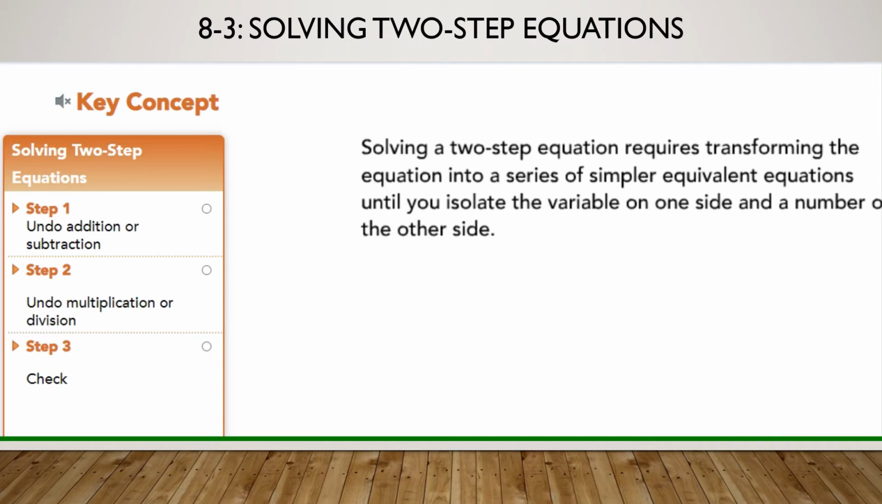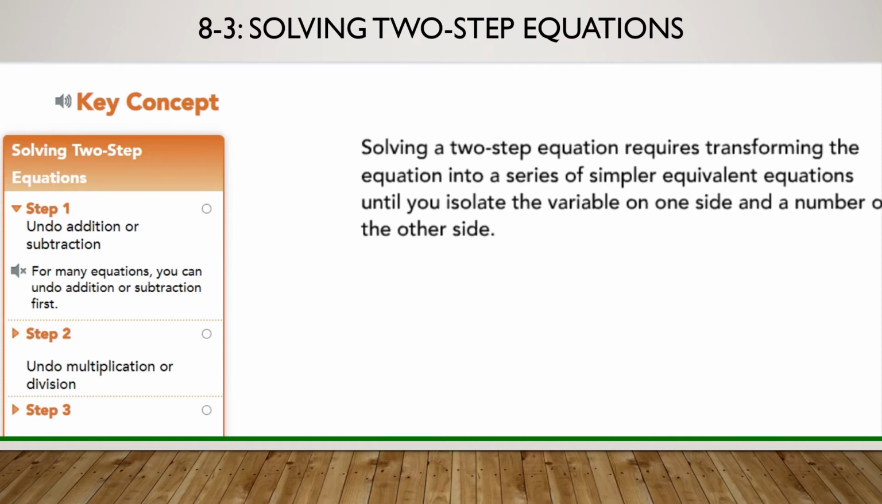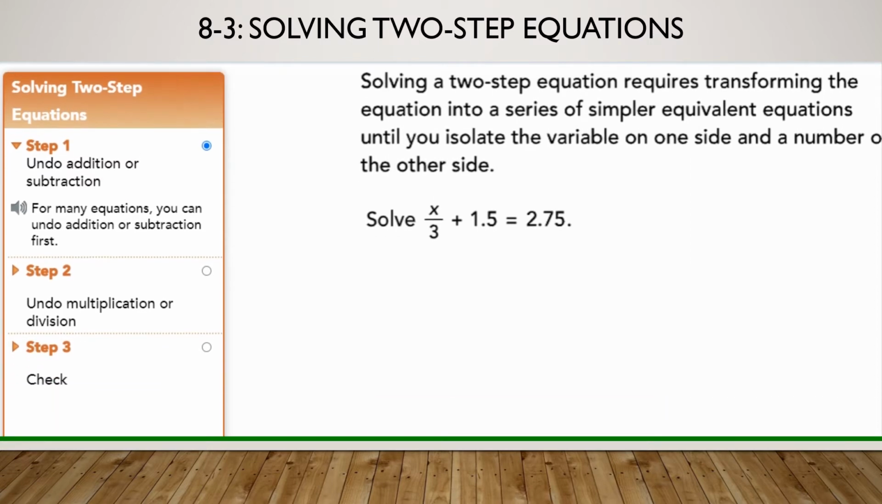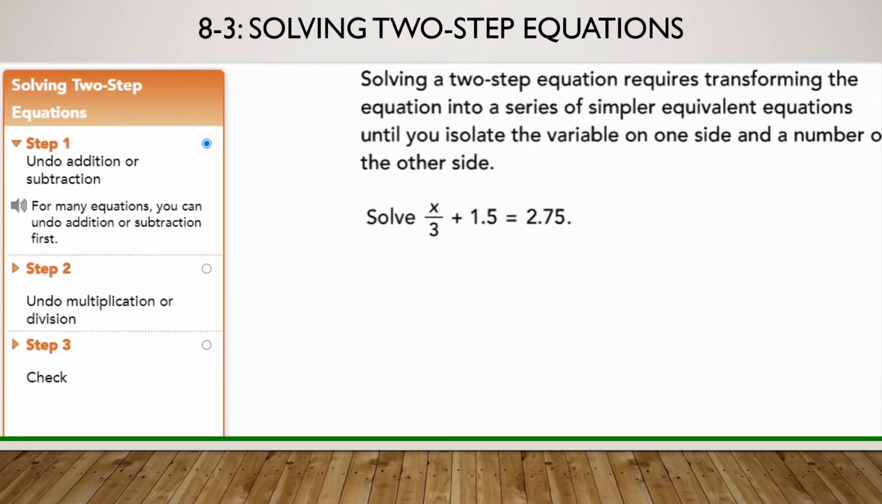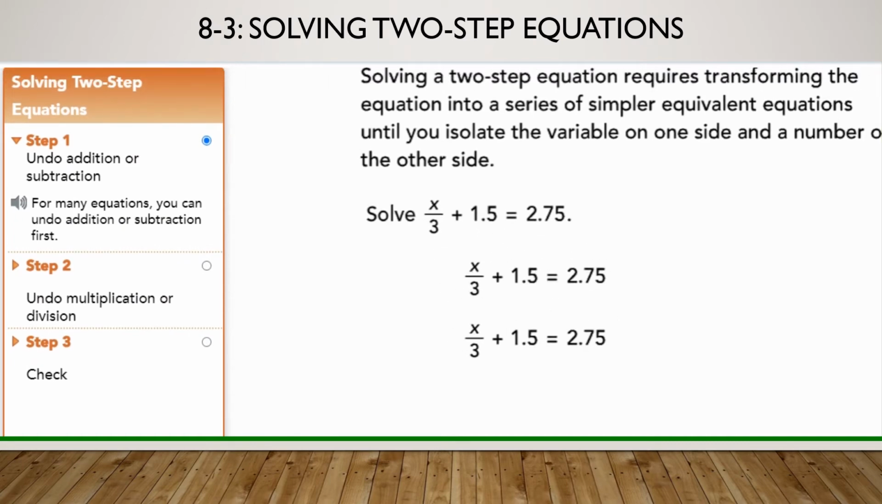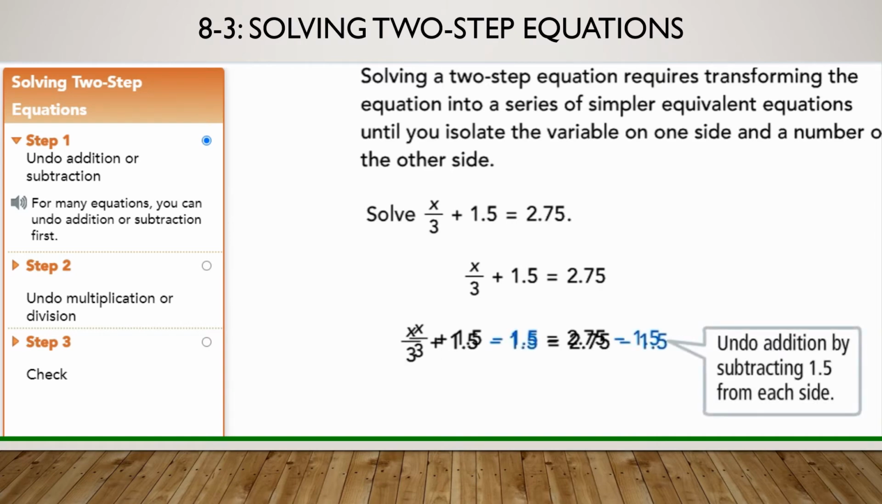Solving a two-step equation requires transforming the equation into a series of simpler equivalent equations until you isolate the variable on one side and a number on the other side. For many equations, you can undo addition or subtraction first. Solve x divided by 3 plus 1 and 5/10 equals 2 and 75/100. Undo addition by subtracting 1 and 5/10 from each side. X divided by 3 equals 1 and 25/100.